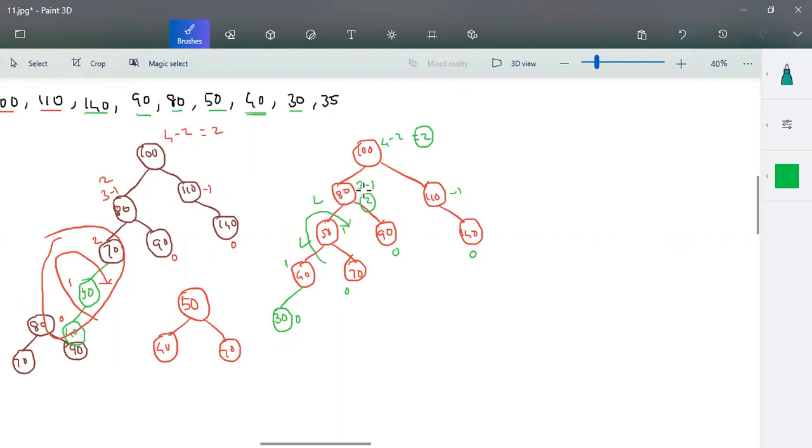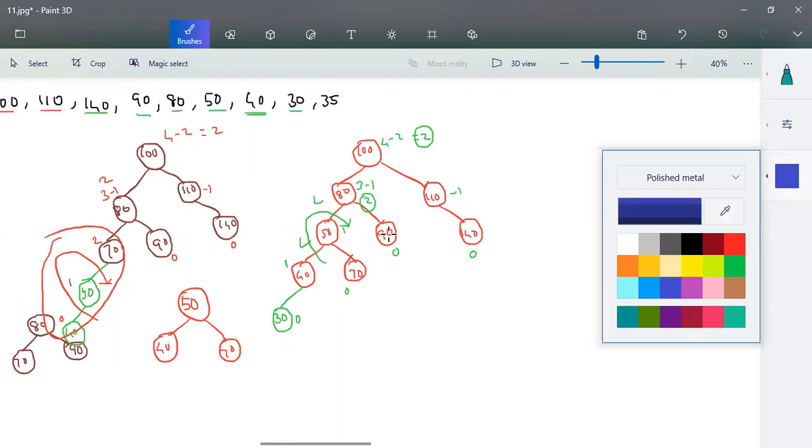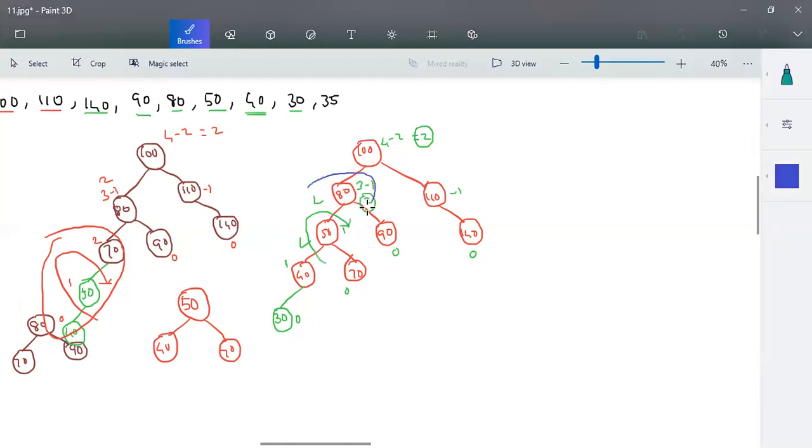Okay, so then you have to consider the node where the imbalance occurs. So for 80, you have the imbalance and it is to the left. And the insertion actually happens to the left. With these three nodes, we have to perform a rotation. When you are performing a rotation with these three nodes, it is clockwise. It is LL criteria, right? You have to perform a clockwise rotation.